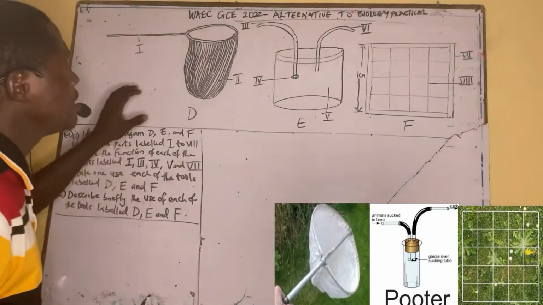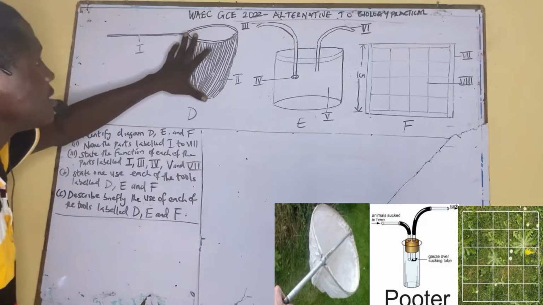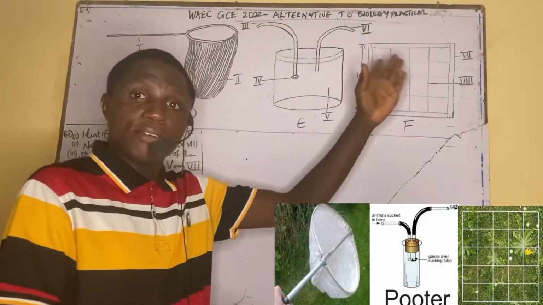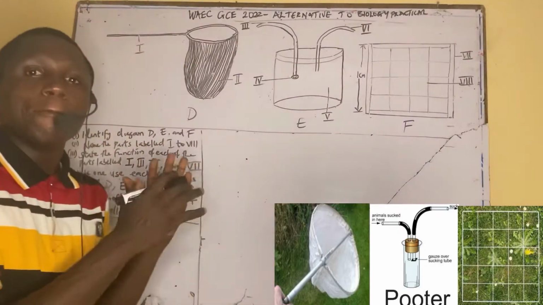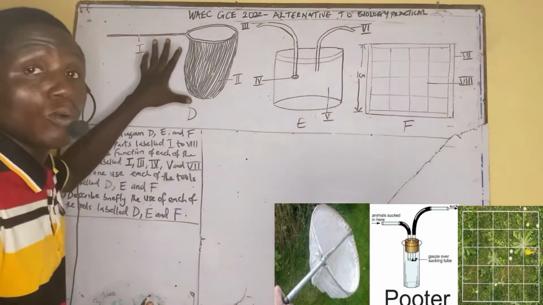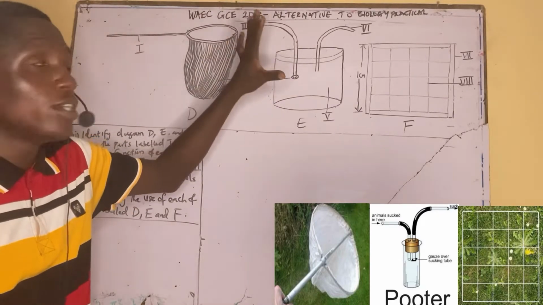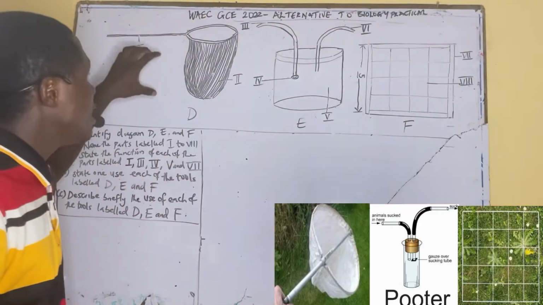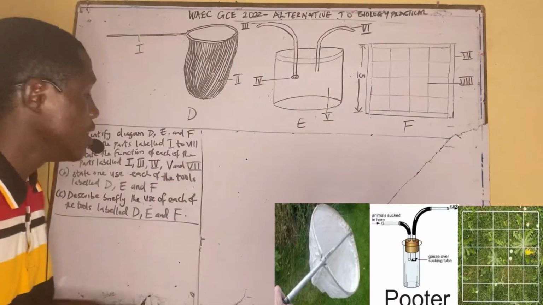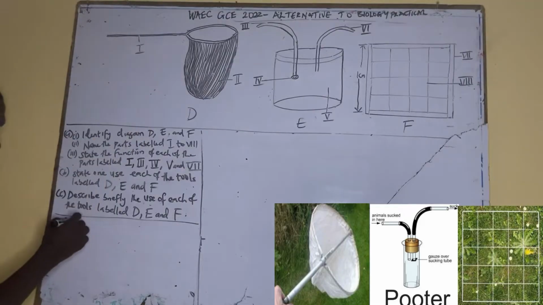When you look at diagrams D, E, and F very well, you can see something like a net here, a container here, and something like a net with a frame here as well. So these are methods of collecting organisms in biology. These are instruments we use in collecting organisms, and we are asked to identify each instrument: D, E, and F. Instrument D is known as the sweep net.